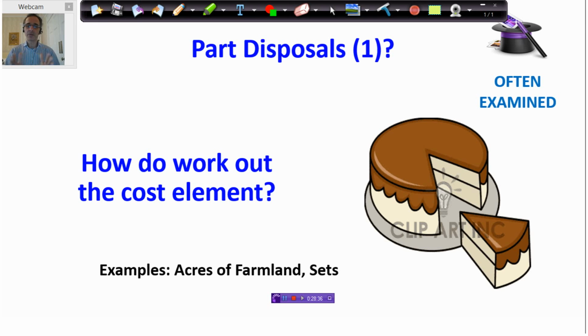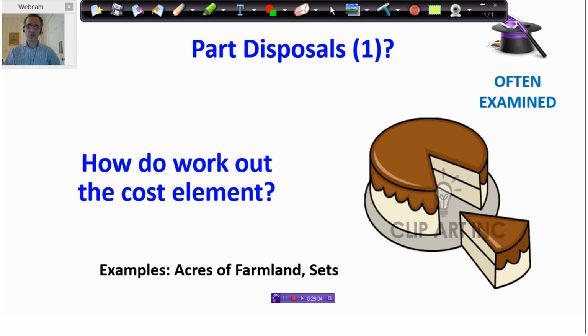In terms of examples, I would say farmland, or even just land, or really sets of anything, sets of chairs, etc. So the problem for us is, how do we work out the cost where only part of an asset has been disposed of? We can see the proceeds because the question says John sold 1 chair from 4 for 50,000 euros. So we can see the proceeds, but it's the cost bit that's the problem.